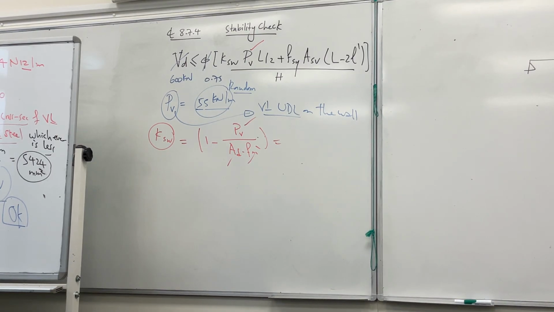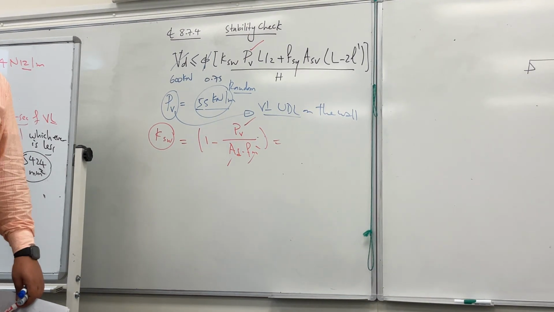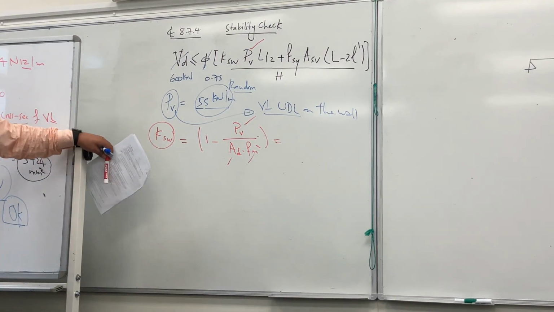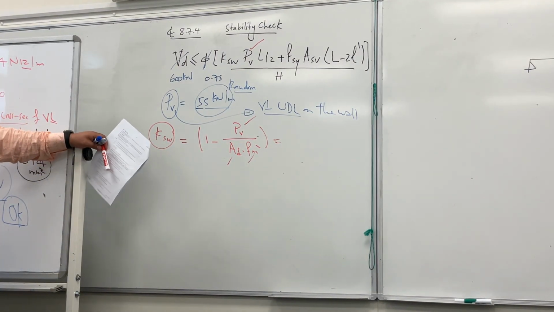I got 0.947. I got 0.9999. Yeah, 0.99, but ours is different. Oh, because the PV is wrong. Never mind. The PV has to be in kilonewtons per meter. It can't be a point load.